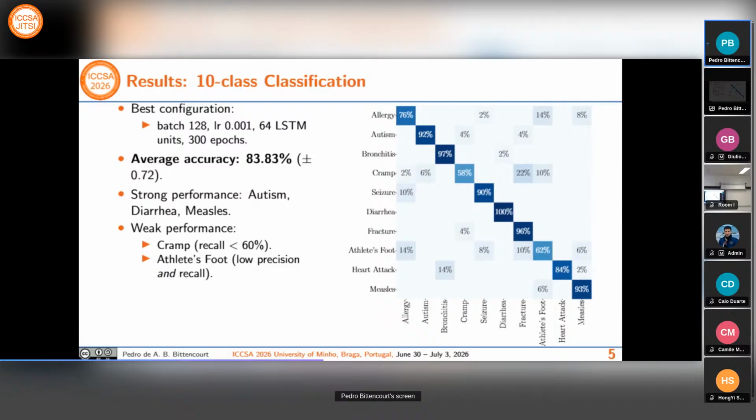If we look at the confusion matrix on the right, we can see that classes like autism, diarrhea, and measles achieved high performance. However, some classes performed poorly. In particular, cramp had recall below 60% and athlete's foot showed difficulties in both precision and recall. Looking more closely at the matrix, we can identify recurrent confusions between specific pairs of signs.